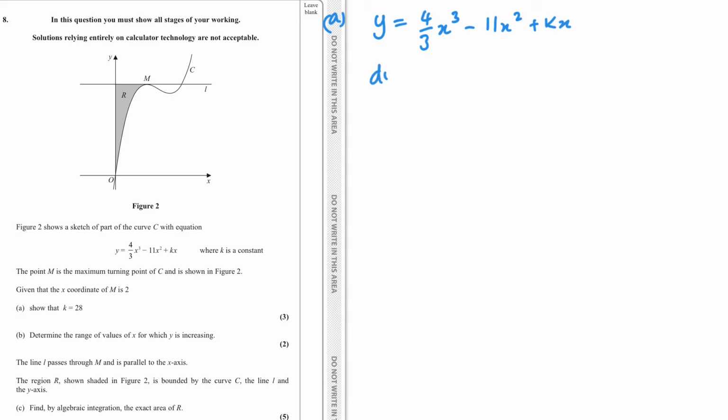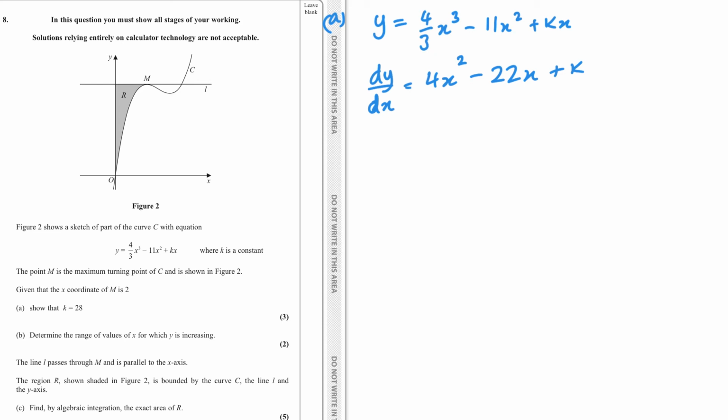Okay, so first part of this question now is about finding turning points. Turning points happen when the gradient of them are 0. So we want to differentiate this. So 4/3 x cubed, I want to multiply by the power. So multiply by 3, take 1 away from the power. Multiply by my power, take 1 away from the power, all the way down. So I end up with 4x squared minus 22x plus k.